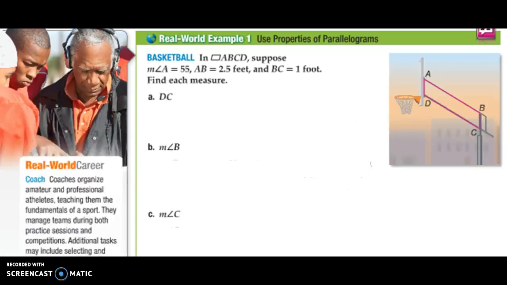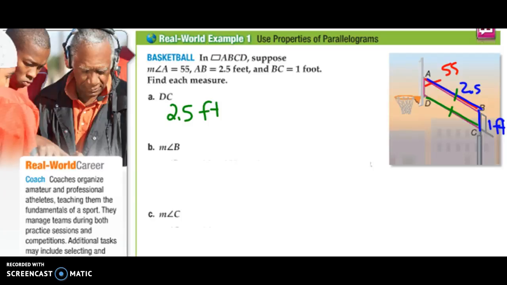Alright, so let's look at this. It says in parallelogram ABCD, over here it looks like a basketball hoop. The measure of angle A is 55, and the measure of AB is 2.5 feet, and BC is 1 foot. So find the measure of each one. Well, DC is right across from AB, so it's got to be congruent to 2.5, so that's going to be 2.5 feet.